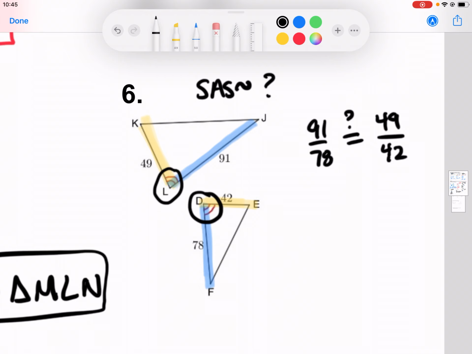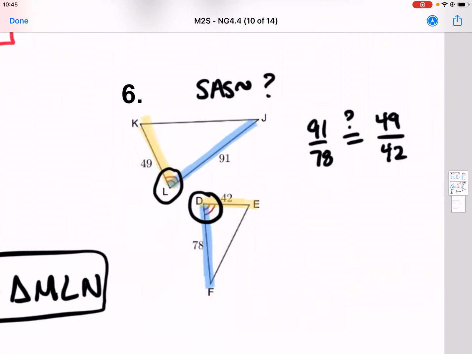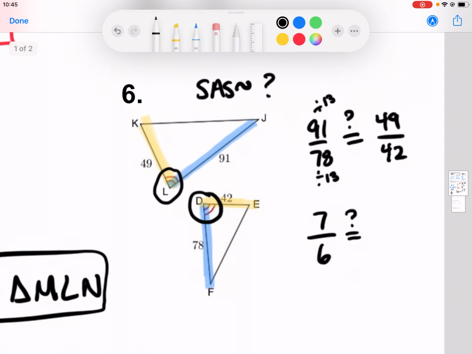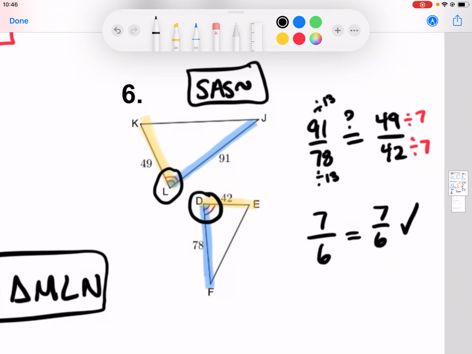So 78 and 91 are both divisible by 13, it looks like. So I'll divide those both by 13. So 91 divided by 13 is 7. So I get 7 over 6. And then this other one, I'm going to switch colors actually. Both of these are divisible by 7. And you end up with 7 over 6. And those do in fact equal each other. So there's no question about it anymore. So I know this is side angle side similarity.